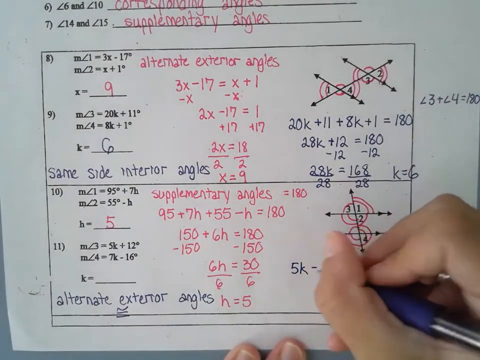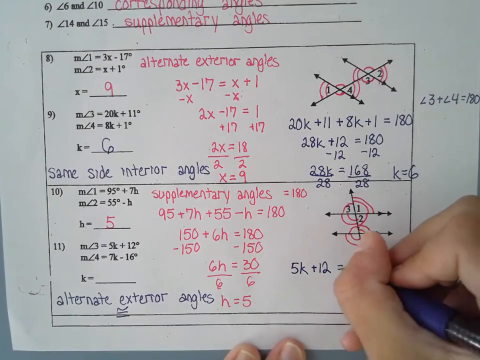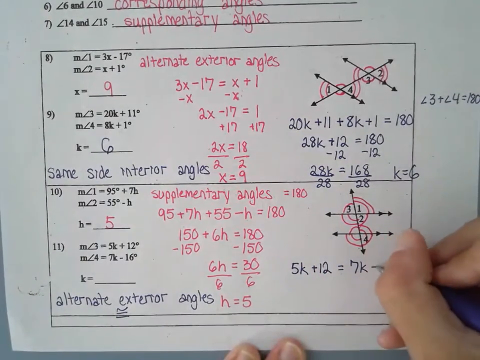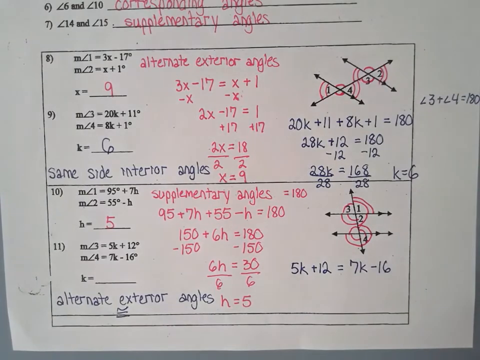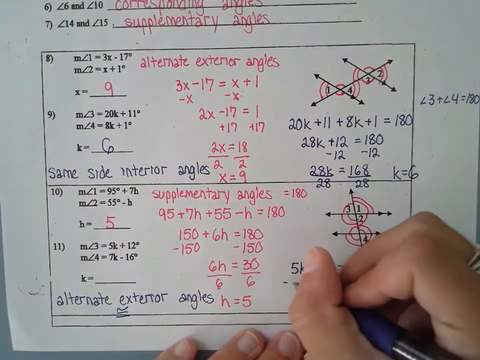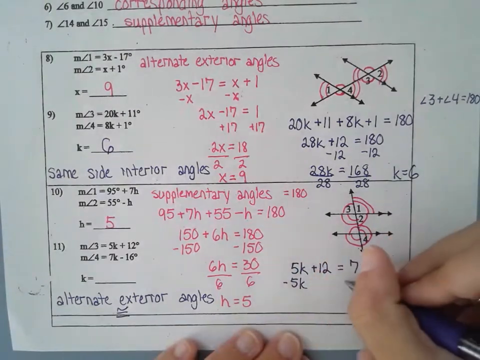5k plus 12 equals 7k minus 16. I'm going to start by getting all of my k's on the same side of the equals mark. So I subtract 5k from each side.